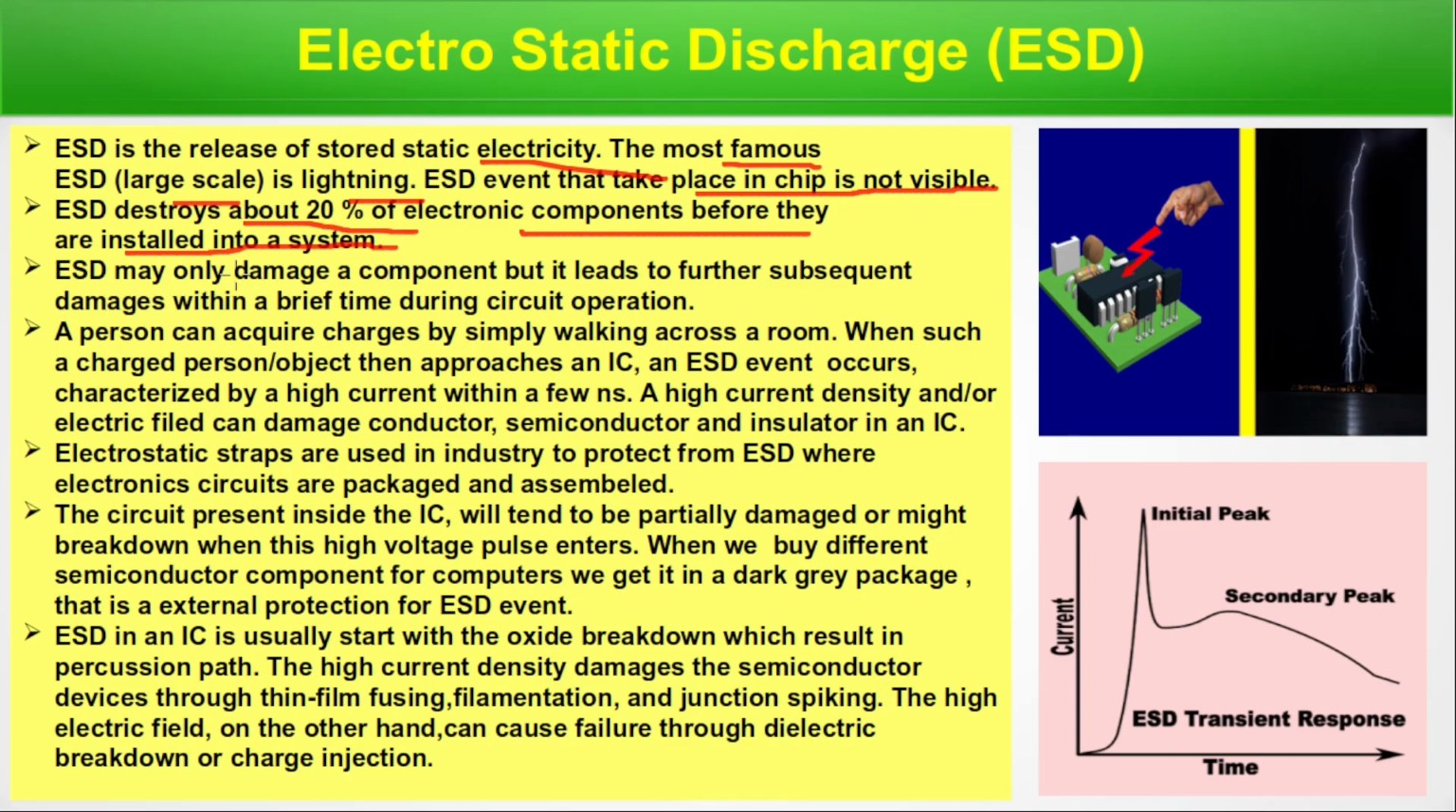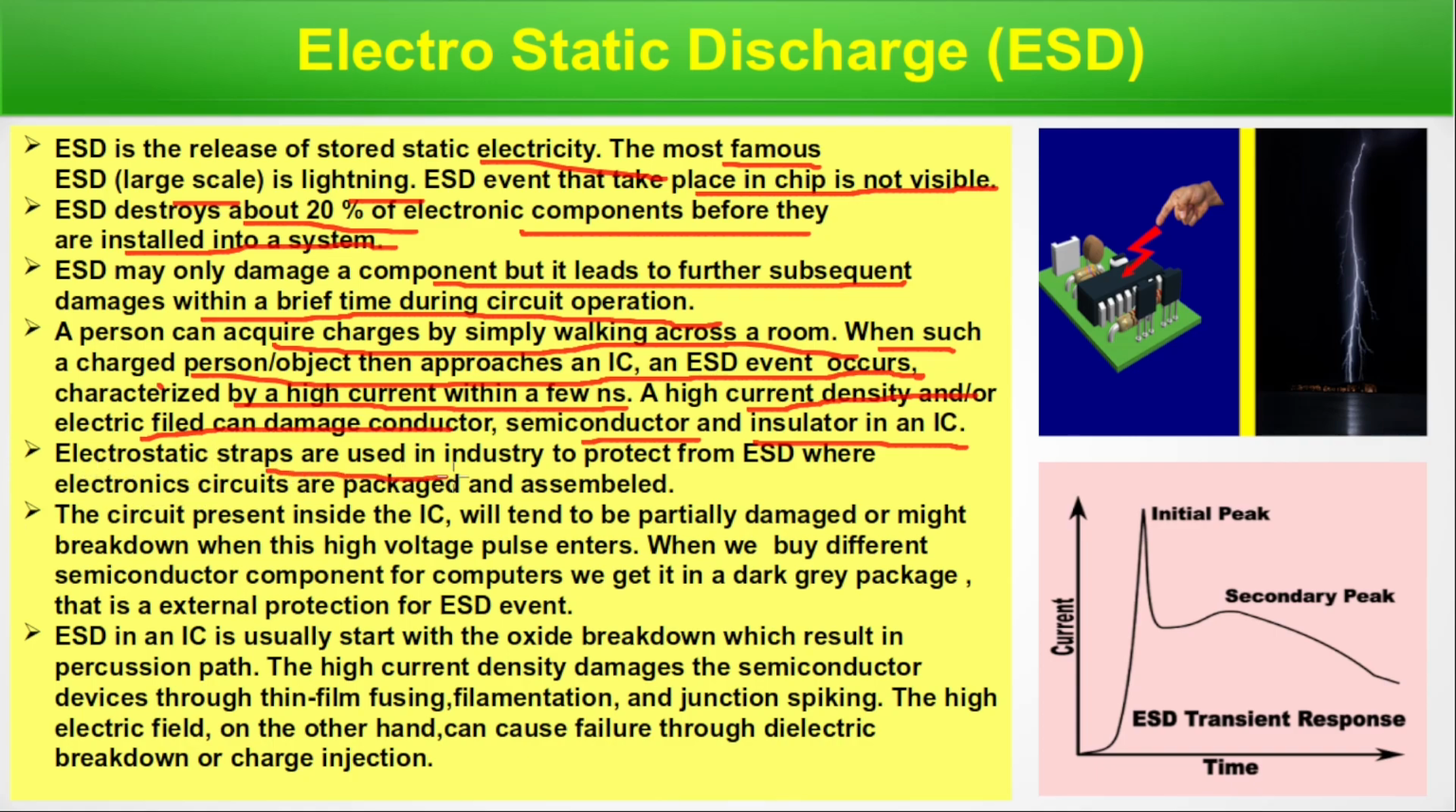ESD may only damage a component, but it leads to further subsequent damages within a brief time during circuit operation. So a person can acquire charges by simply walking across a room. When such a charged person or object then approaches an IC, an ESD event occurs, characterized by high current within a few nanoseconds. A high current density and or electric field can damage conductor, semiconductor and insulator in an IC. High current within a very short period of time, a few nanoseconds, can damage an IC.